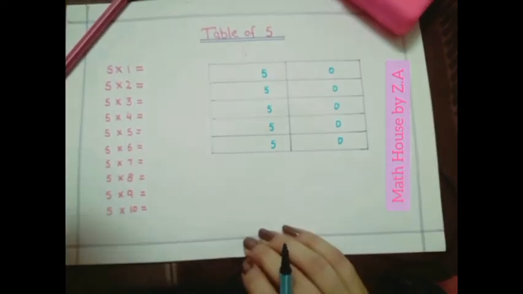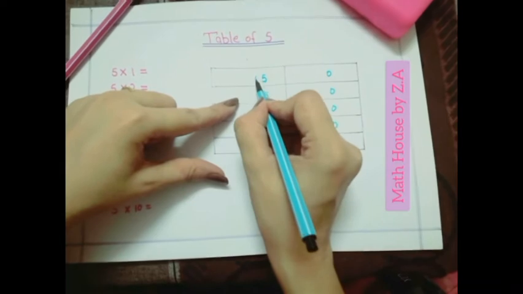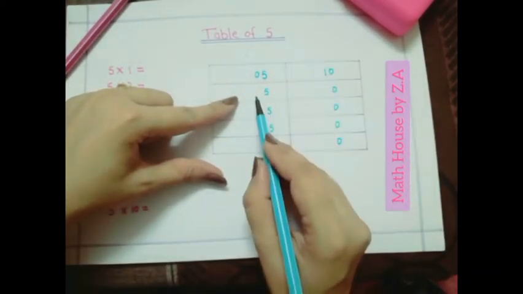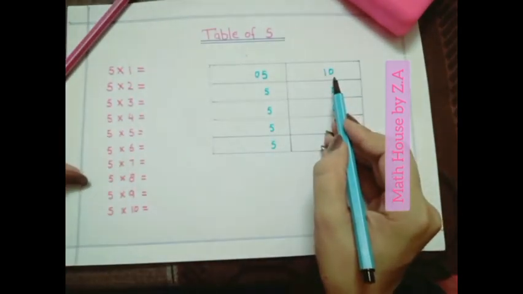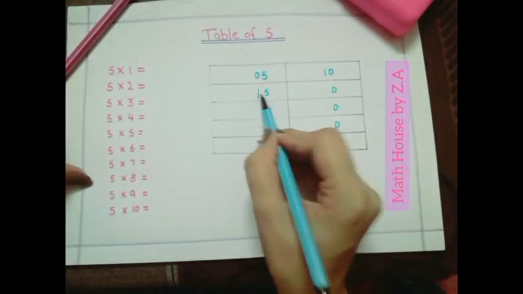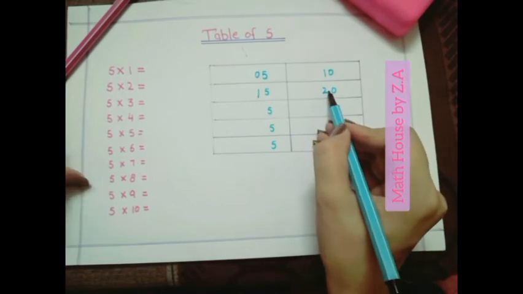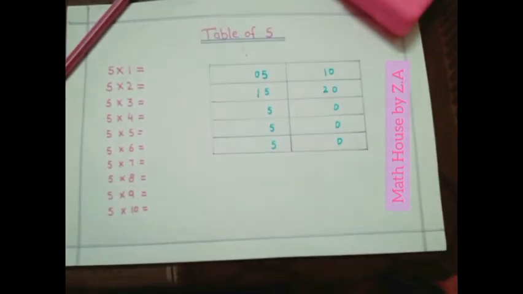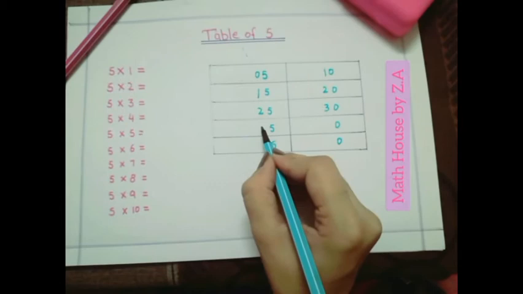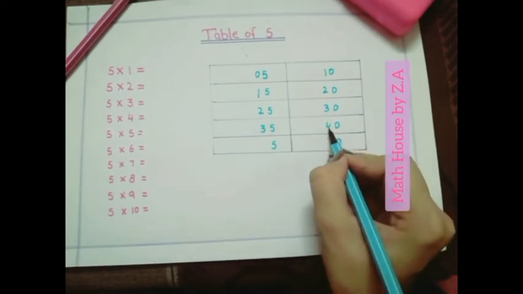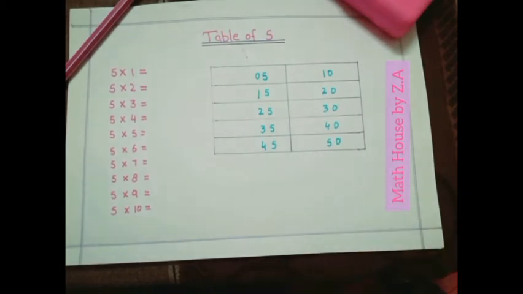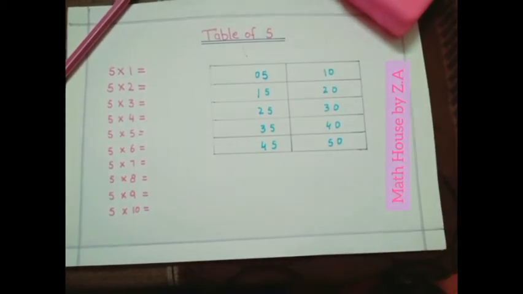So now what to do next? We write 0 with 5 and 1 with 0. When you move to the next box, repeat the 1. So 1 is here and 2 is here. Now again, when you move to the next box, repeat the last digit. So we will write 2 here, 2, then 3. Again repeat the last digit 3 and then write 4. Again 4 and 5. So this is your table of 5.